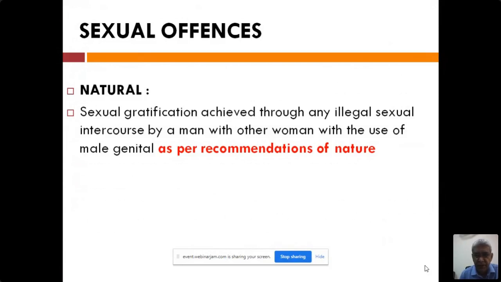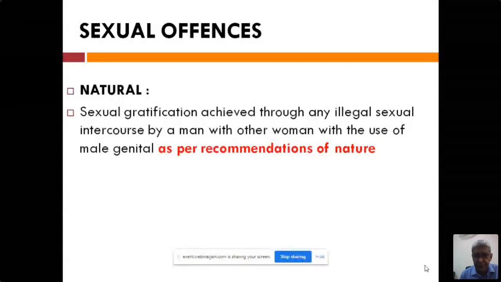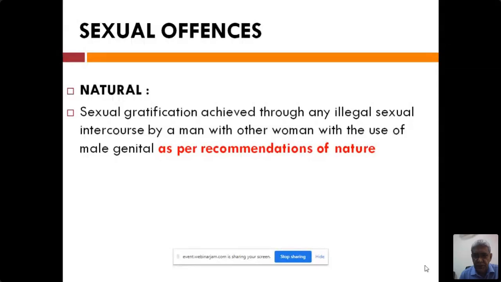intercourse by a man with other women. Here the sexual intercourse is not legal, it is illegal. Second, it uses the specification of nature, the female genital tract, but the activity is illegal.